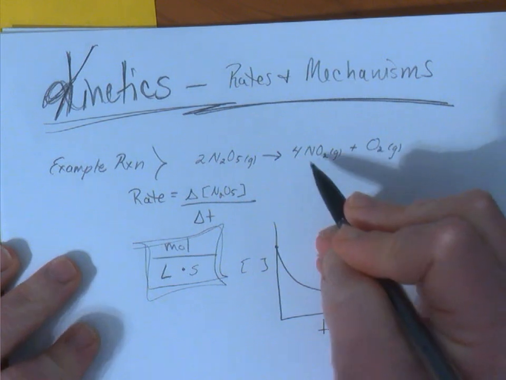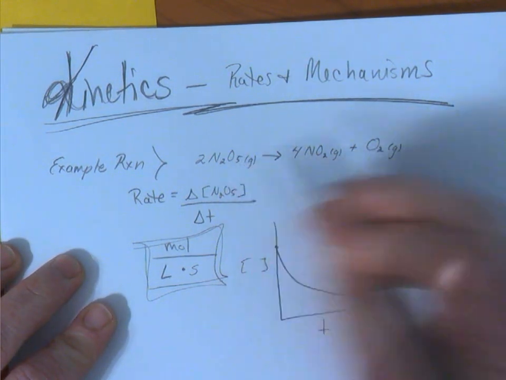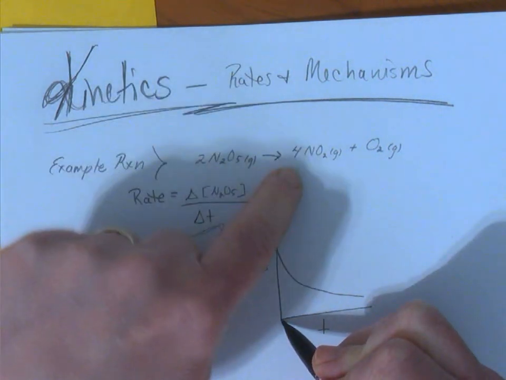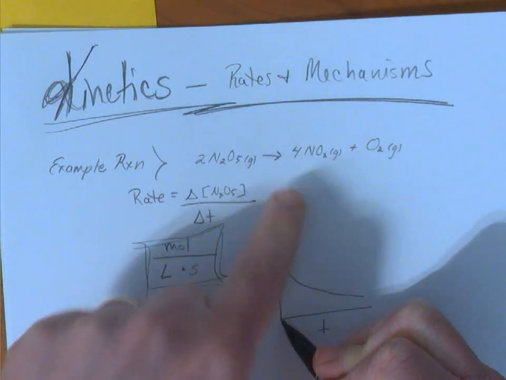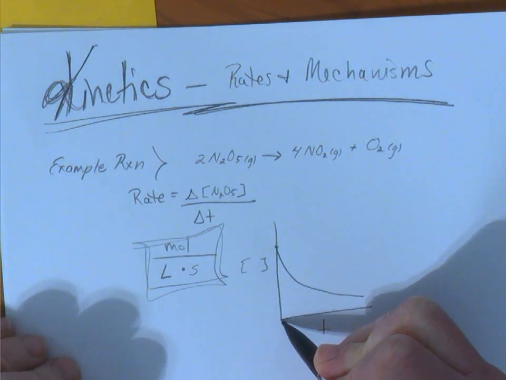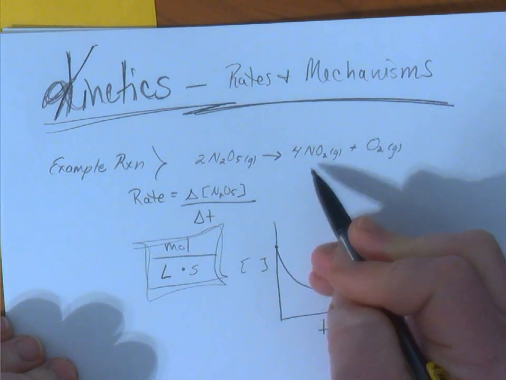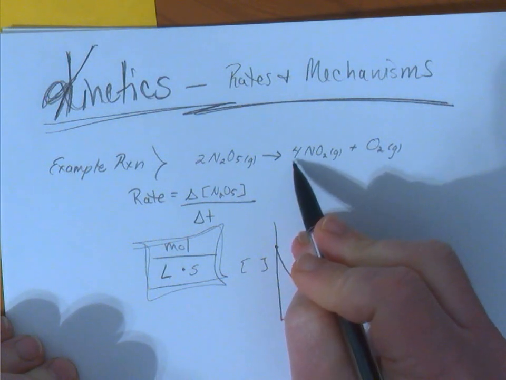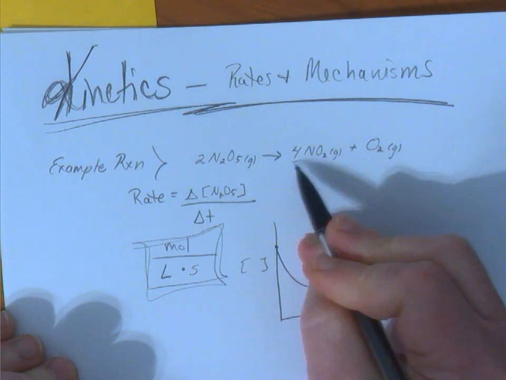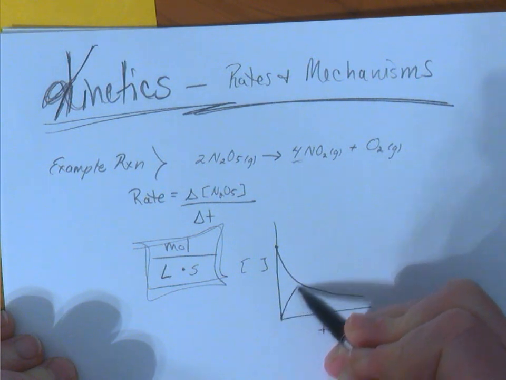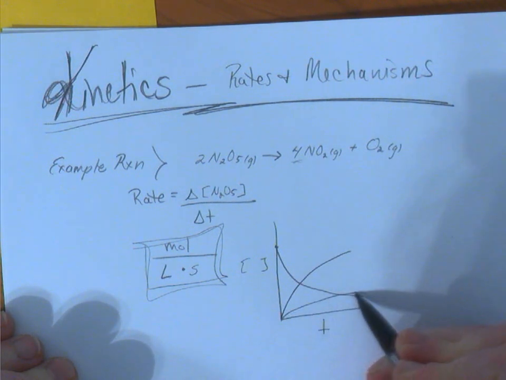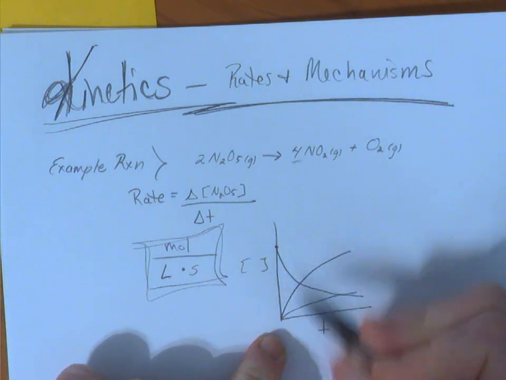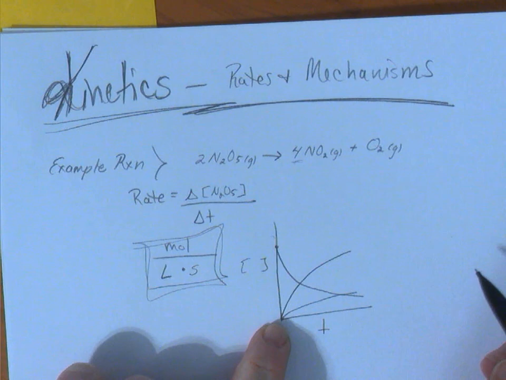Now, if I'm starting just with reactant, then my products will begin at 0. Because of the ratio of my reactants and products, these will not be the same curve. I'm going to be producing this at 4 times the rate of that. So we should get something like that, but you can definitely tell reactant versus product because of your starting.